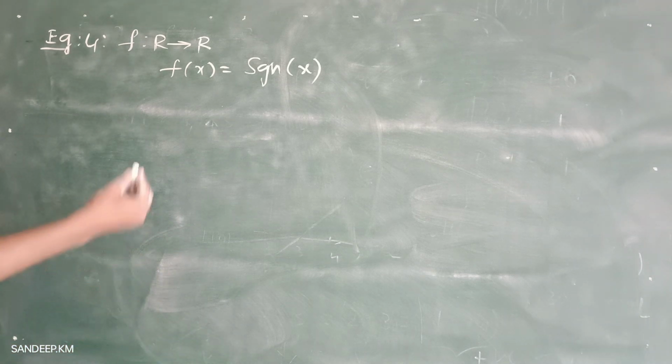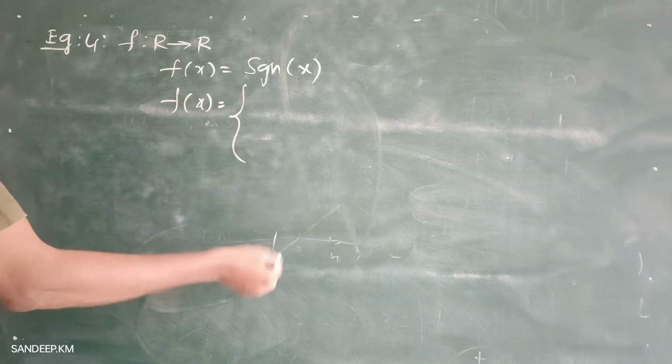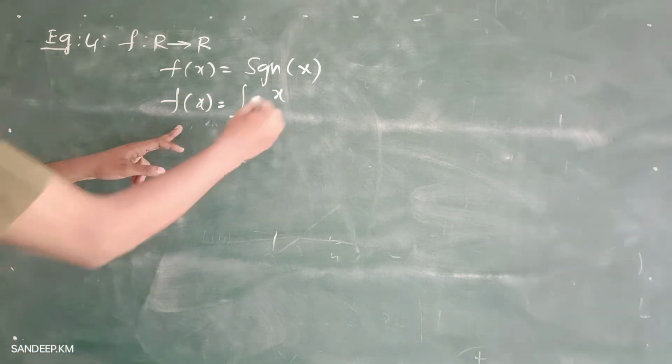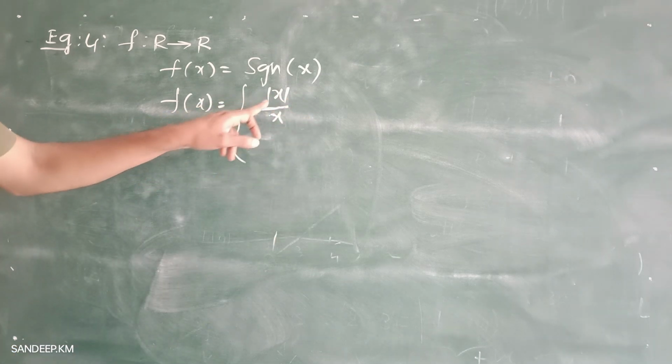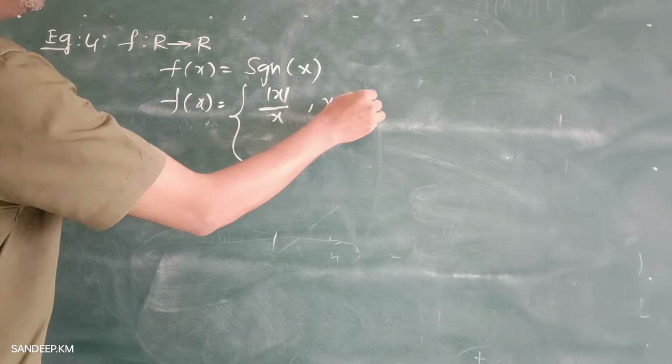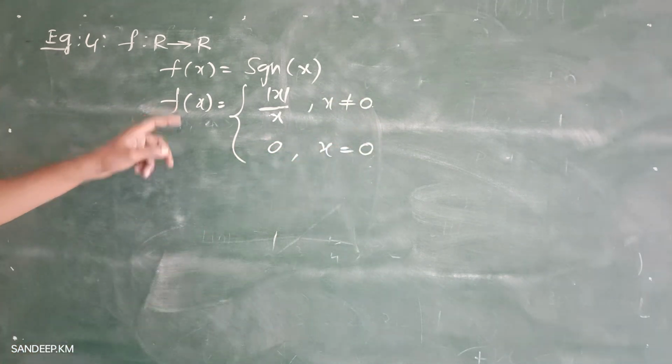What is the signum function, according to its definition? The function f of x is mod x by x, if x is not equal to 0, and f of x is equal to 0 if x is equal to 0.